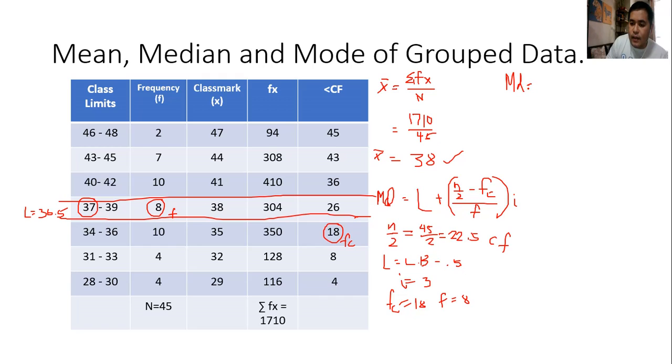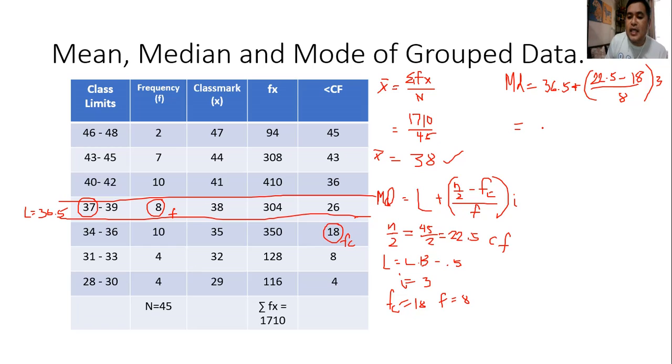So median now equals L, which is 36.5, plus, okay, so we have N over 2 is 22.5 minus FC, just below the median class, 18, divided by your F, which is 8, times, of course, the interval is 3. So with this given, we can now compute for the median.